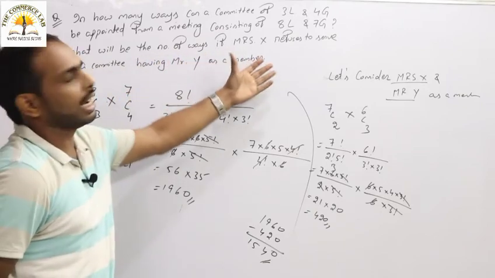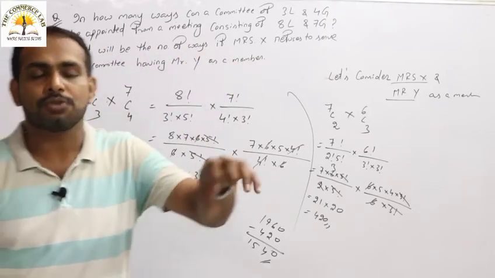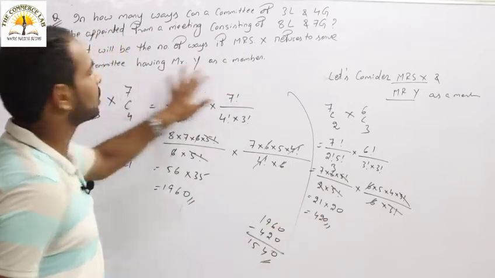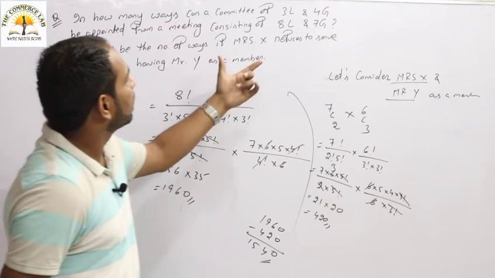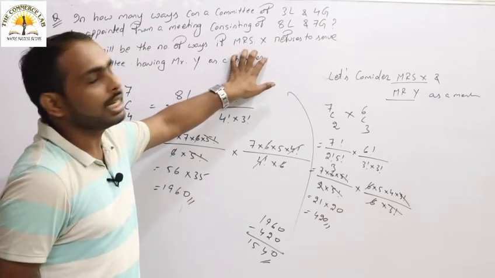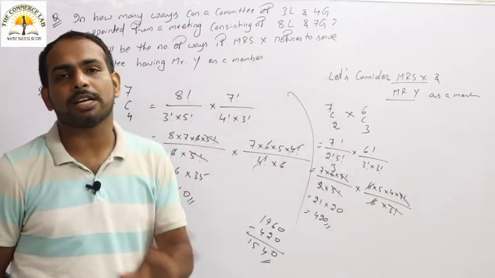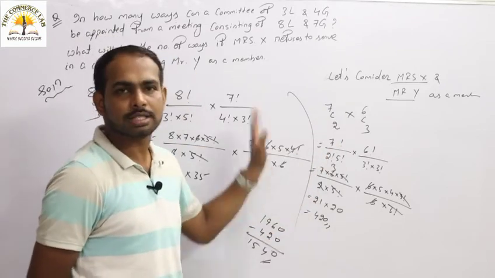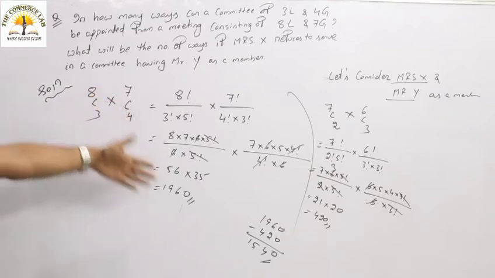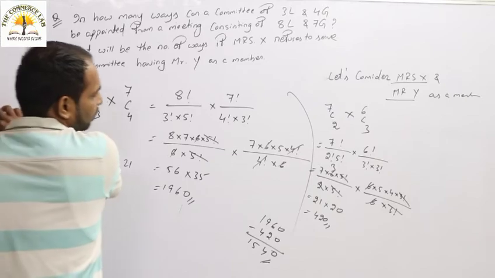While solving this type of negative problems, that means find out the number of ways if this must not be included, that must not be included, like Mrs. X refuses to serve, first find out if we consider these two persons as members of that committee, then find out the number of ways, then subtract that part, then we will get the result like this. Fine. Come for the next part.